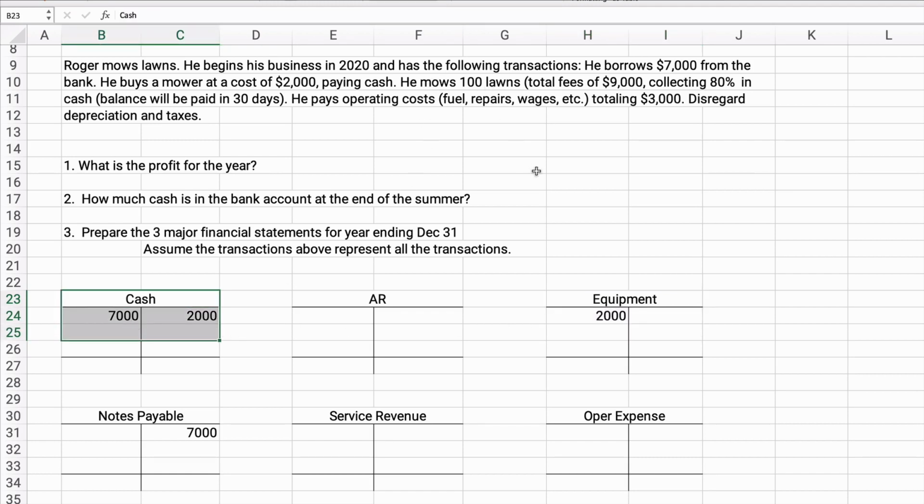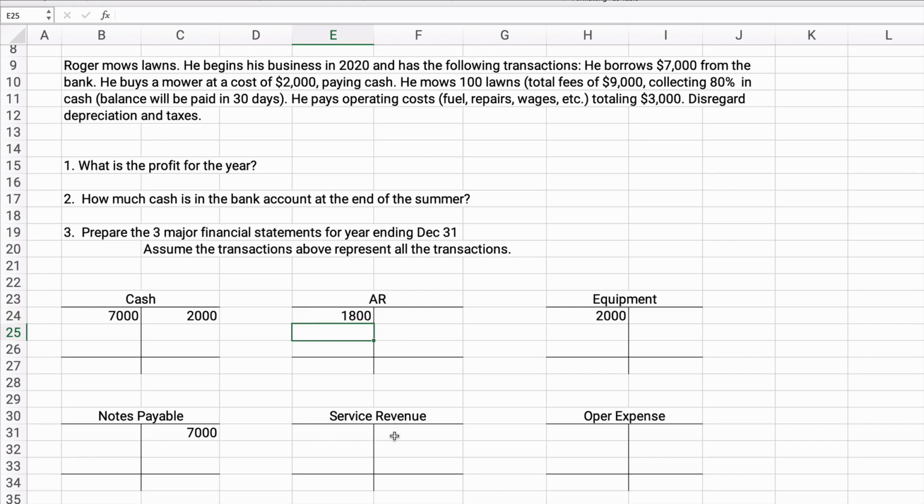Now, he mows 100 lawns, and the total fees are $9,000. So he sends a bill to all those 100 homeowners, and the total fees are $9,000, and he's collected 80% cash so far. So what do we do? Let's set up an accounts receivable for the balance of the 20%. So the accounts receivable is going to be the 9,000 times the remaining 20%. So his accounts receivable is $1,800.